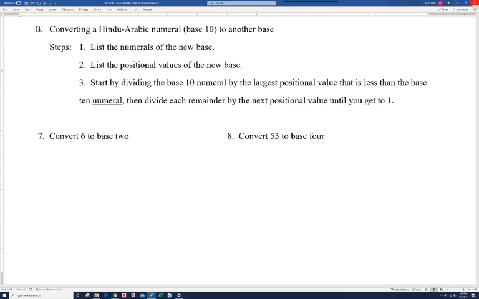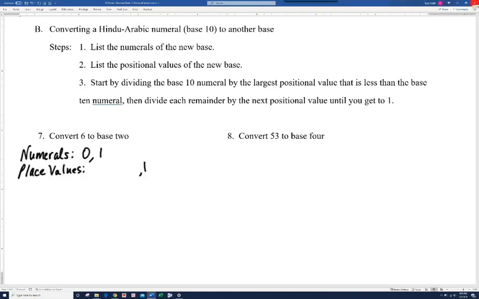Number 1, it says list the numerals of the new base. Well, we were doing that before. So it says convert 6 to base 2. So in a base 2 system, we only have 0 and 1. And then it says list the positional values of the new base.